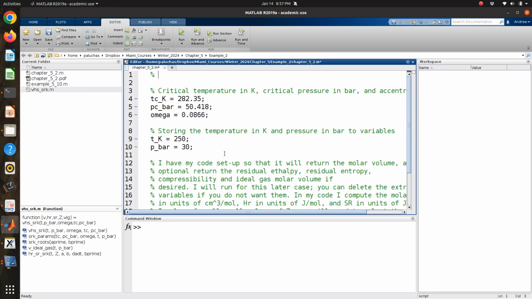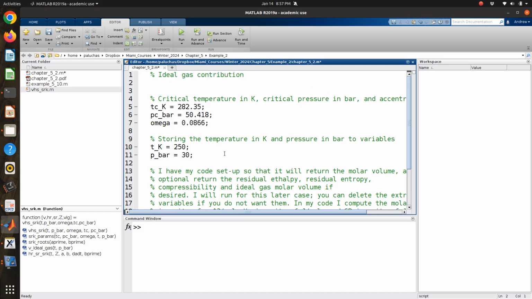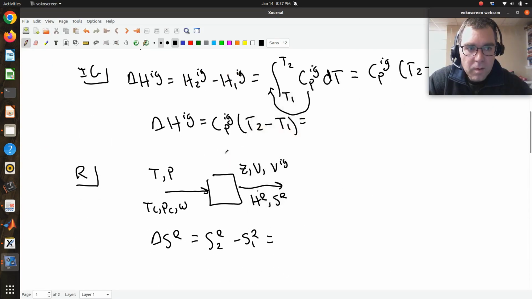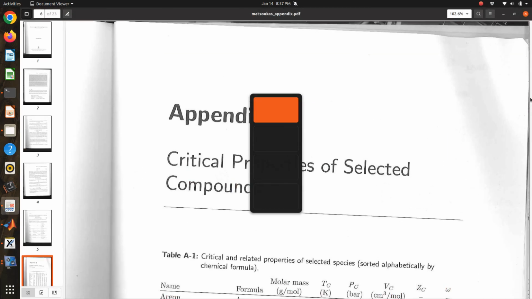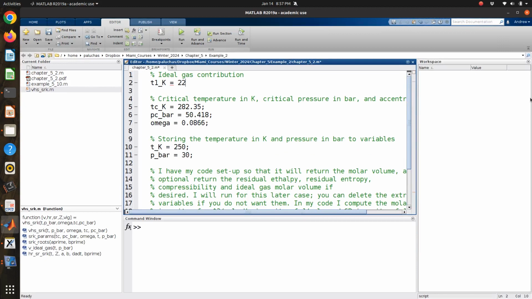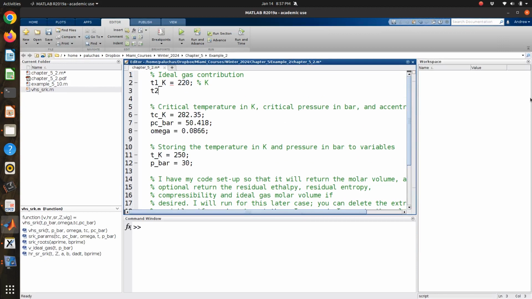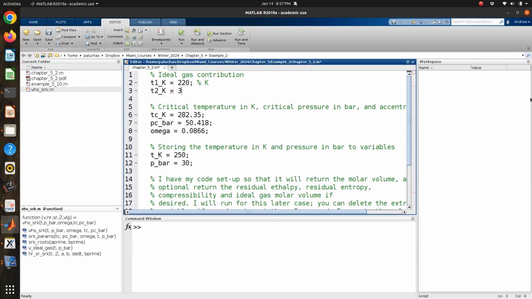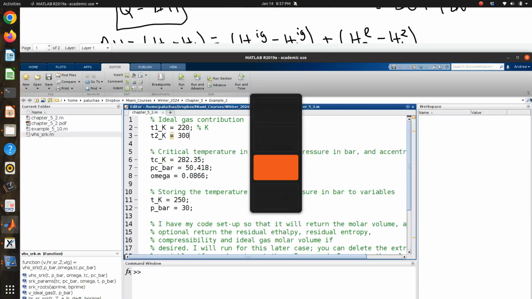I'm going to start with my ideal gas contribution. For that, I'm going to need my initial temperature. Let me scroll up. I'm pretty sure that was 220. Initial temperature is 220, and that's Kelvin. My final temperature, in Kelvin, I believe is 300. Right, 300.